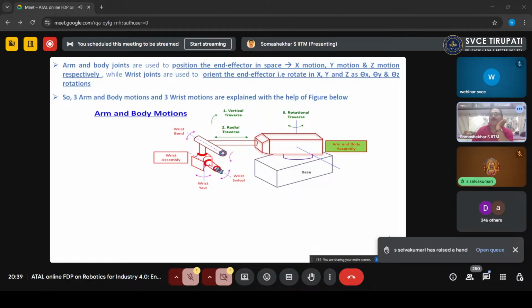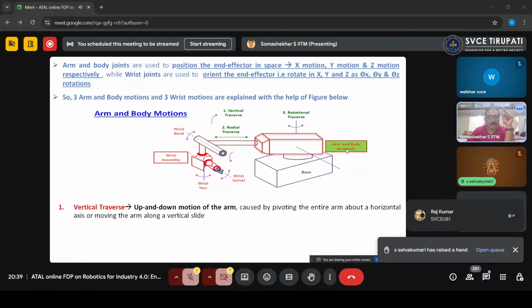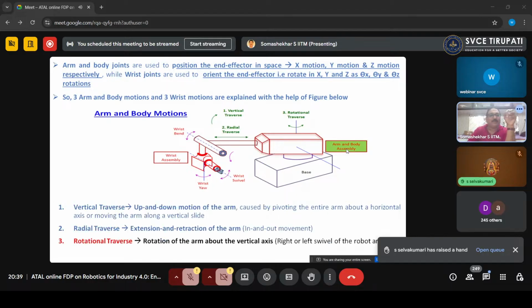Now we'll see, I marked here with the green color, arm and body. What is this? The first one is a vertical traverse. The whole body is moved up and down. Correct? Vertical traverse. Radial traverse means you take the wrist in and out. Correct? Then rotational motion means the whole body is rotating along the vertical axis. These are arm and body motions. What is vertical traverse? Up and down motion of the arm. Radial traverse, extension and retraction of the arm. Rotational traverse means rotation of the arm about the vertical axis. In our case, this is what I am seeing here.